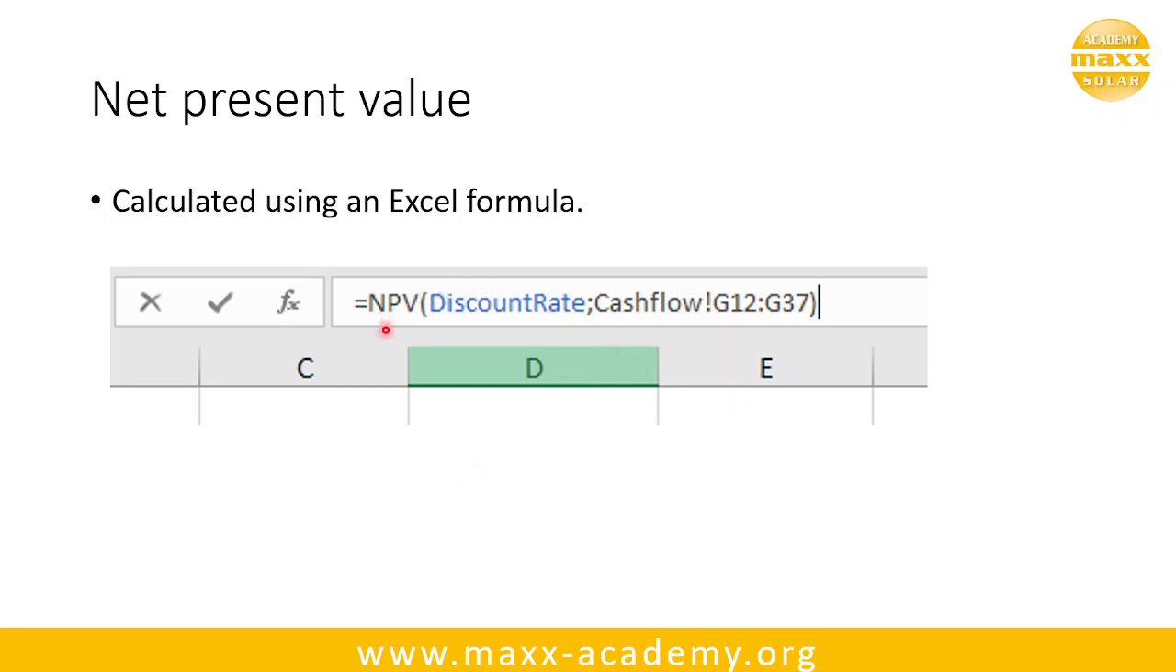There's a handy Excel formula to calculate this. You just say equals NPV. You enter your discount rate, and then you enter all your cash flows one after the other. So this is a range that was included in this formula.